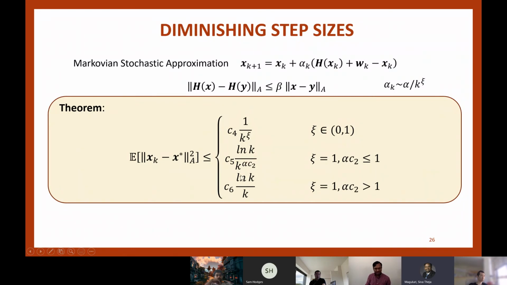Sorry, there is no log k here. This is just simply 1 over k. There's only log k here. Log k is only in the middle case. There's no log k in the last case. Okay, so 1 over k step size gives you the best possible rate of 1 over k.